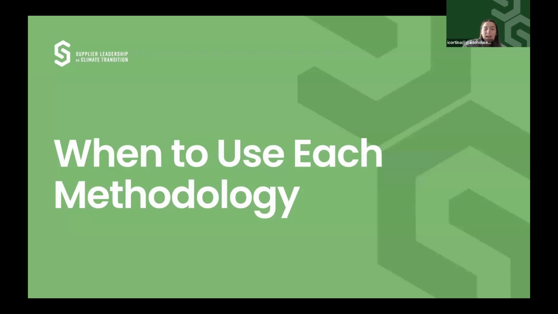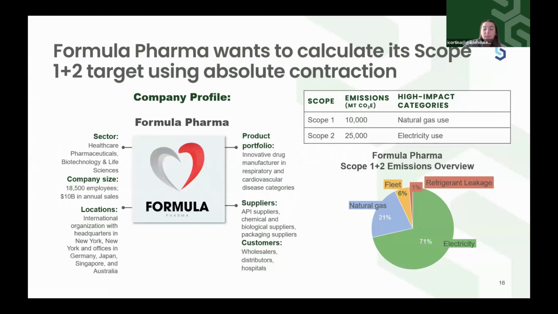Now that we have a fundamental understanding of the different target setting methodologies and opportunities available, I want to talk through an example with our example company, Formula Pharma. For this, we'll focus primarily on scope 1 and 2, but we will touch on scope 3 a little bit. So you probably remember Formula Pharma, and let's walk through together the process of scope 1 and 2 target setting for this company.